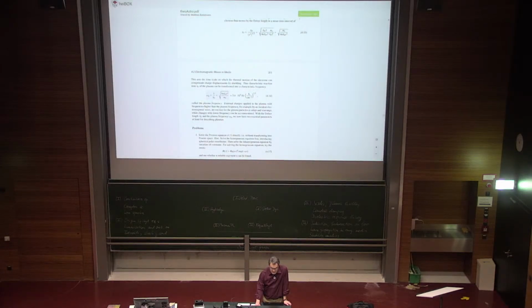Plasma frequency is this. So the plasma frequency for the ions is very much lower than the plasma frequency for the electrons. So you can be above the plasma frequency for the ions and very well below the plasma frequency for the electrons. That's the situation I wanted to discuss.